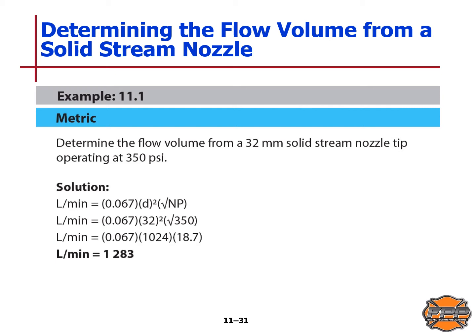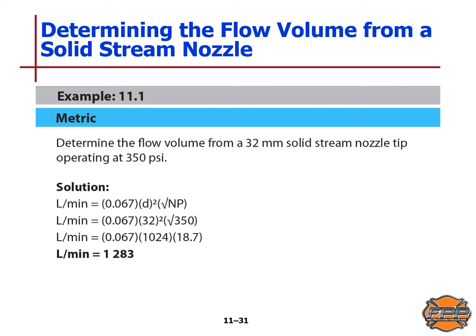The example is to determine flow volume from a 32 millimeter solid stream nozzle tip operating at 350 psi. And under the solution, you see the first line, liters per minute equals 0.067 times diameter squared times the square root of nozzle pressure. That's your formula. Again, you're looking for liters per minute, not gallons per minute, and your constant is 0.067 in metric. So in the next line, you plug in your values.